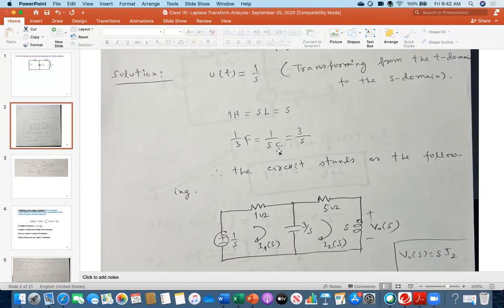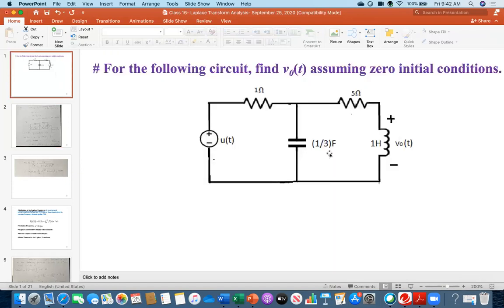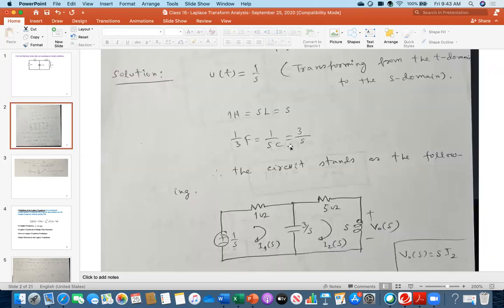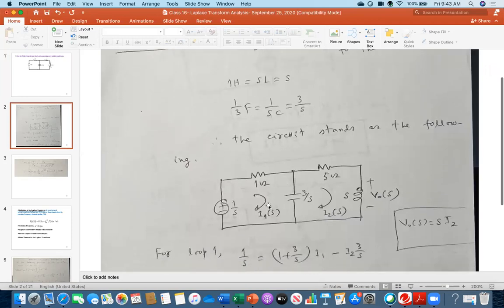You look, the capacitor value was 1 over 3. So therefore 3 goes in the numerator. This is 3 over S. So I put 3 over S. And what was the inductor? The inductor was just 1 Henry with no initial condition. So it will be SL. The L value is 1, so simply that is S. So you see I have written for 1 Henry, that is SL, so simply S. So I put S. And then this is my circuit.